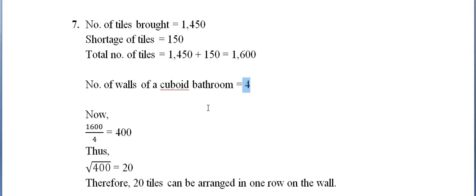And what you do is divide this number of tiles by the number of walls. 1600 divided by 4, you will get 400. After finding this 400, you will simply find the square root of 400, and that's the number of tiles that can be arranged in one row on the wall. Very simple.